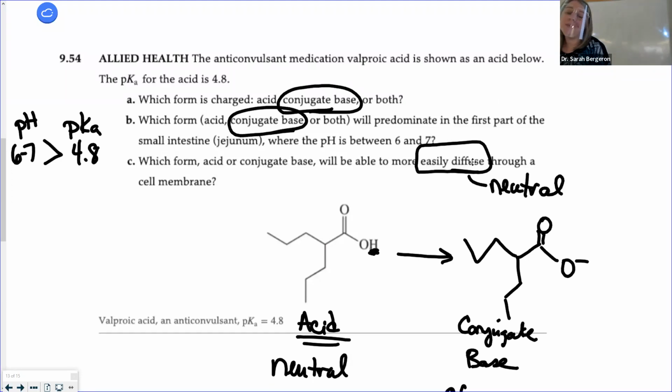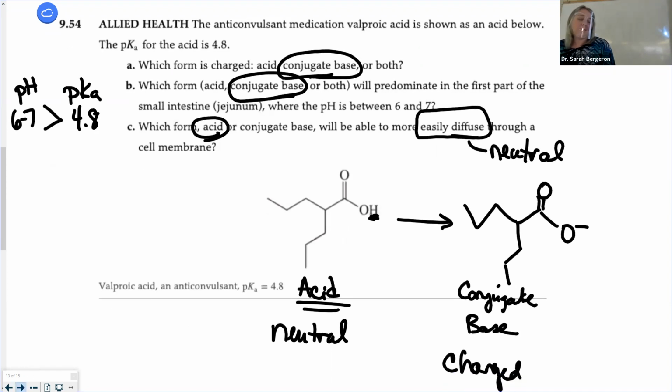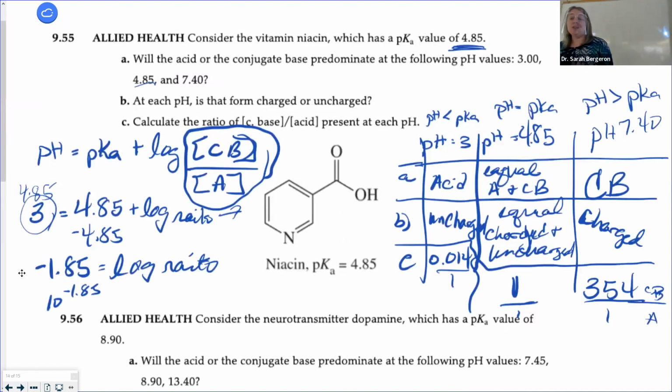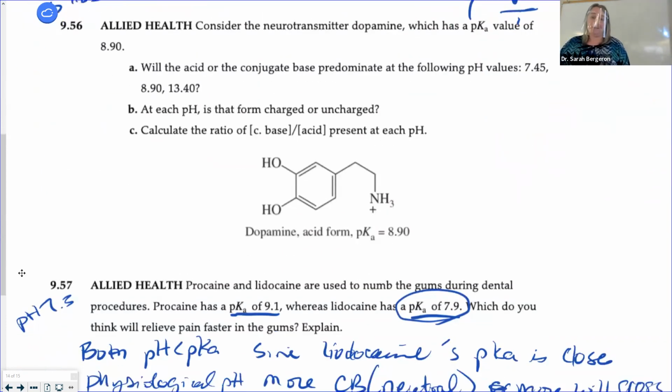So which form? Our neutral form, which is the acid. A lot of times you don't want it to go into the membrane when it's in the stomach. You want it to cross membranes when it gets into the bloodstream, right? So a lot of times, because of those pH changes, you're going to have a difference in how that drug can cross a membrane or not.